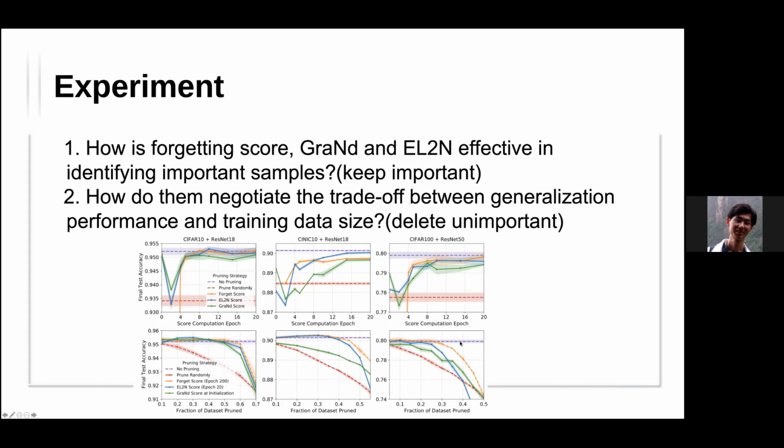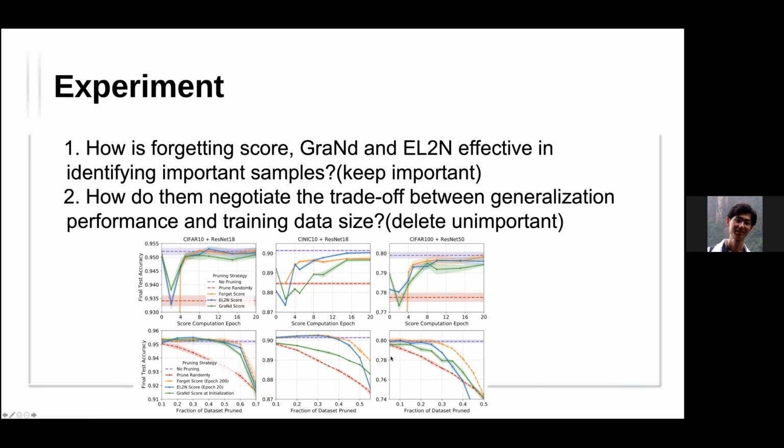So how do we interpret which one is the best? The best one should be the forget score, but it's very computationally expensive. So I guess that should serve as an upper bound, right? And the EL2N score is better than the grad and grad norm score because the blue line is roughly above the green line.